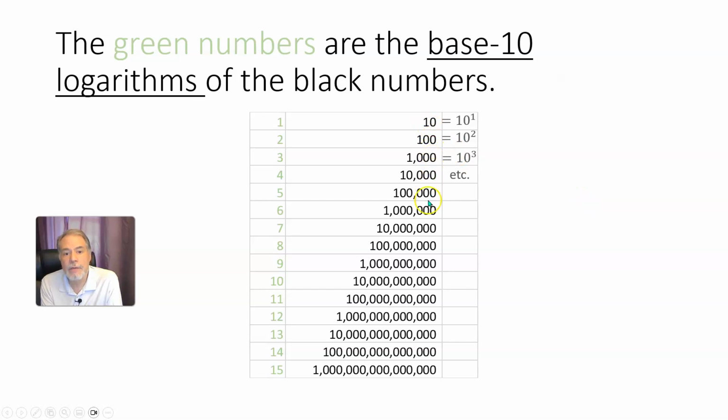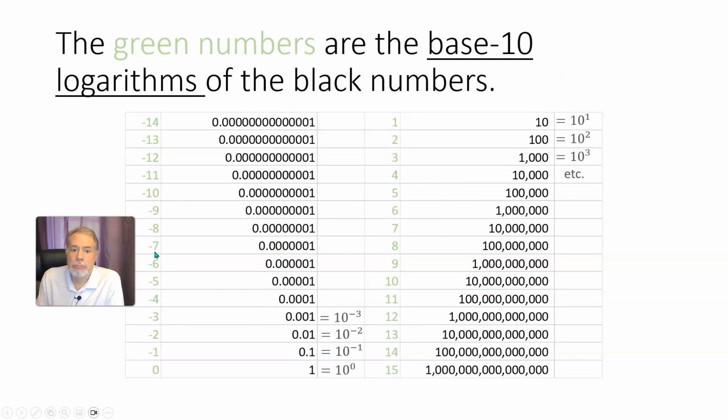We could look at base 10 logarithms. Here, this list of numbers consists of powers of 10, 10 to the 1st power, 10 to the 2nd power, 10 to the 3rd power, and so on. And so these little green numbers are the power that you have to raise 10 to get 10 or 100 or 1,000. They are the base 10 logarithms. So you can have base 2 logarithms, base 3 logarithms, base 10 logarithms, or just about any positive number can work for the base.